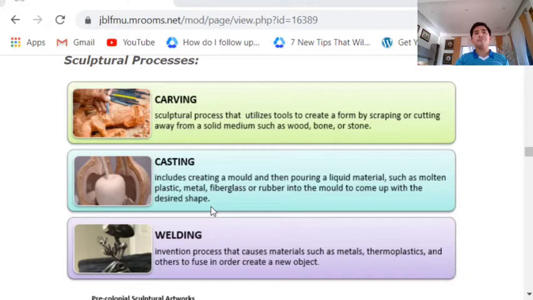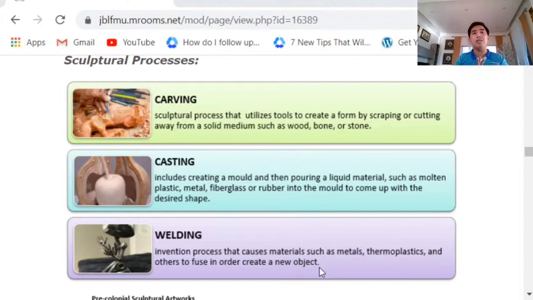Next is welding. It is a fabrication process that causes materials such as metals, thermoplastics, and others to fuse in order to create a new object. Okay? Welding is also used in making jewelry, okay?